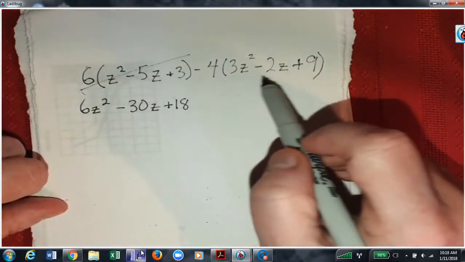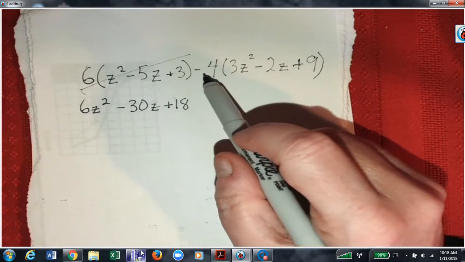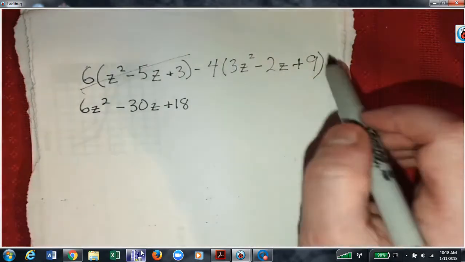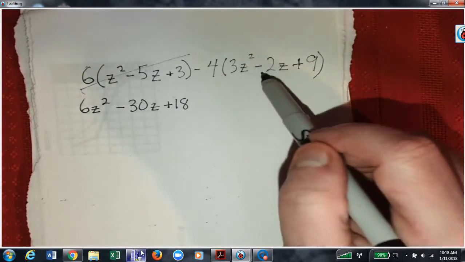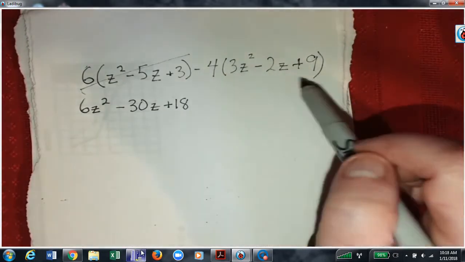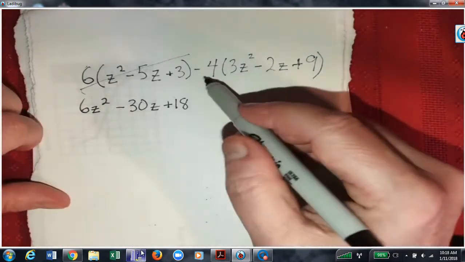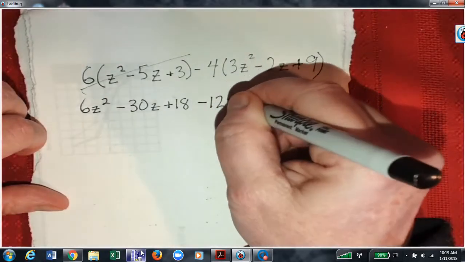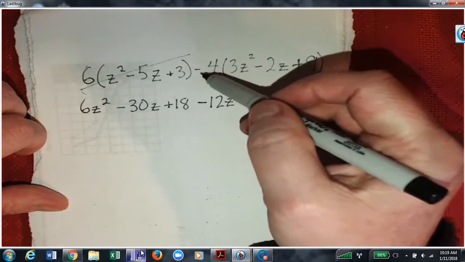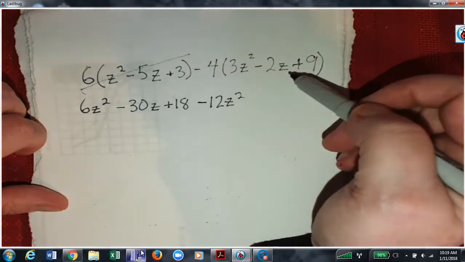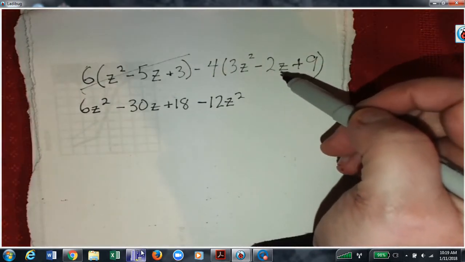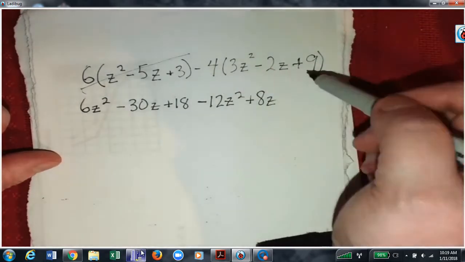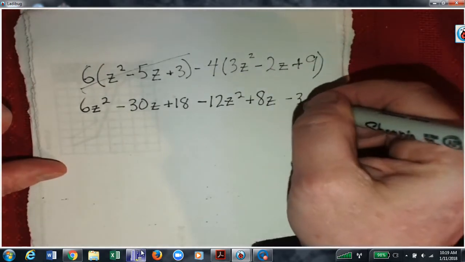I come to this second set of parentheses, and there's something out the front of there, a negative 4. That must be distributed right through. So I cannot just drop these parentheses and say negative 12z squared and not change the rest of them. Everything inside the parentheses must be multiplied by negative 4. So I'm going to have negative 4 times 3z squared. That will give me negative 12z squared. Then negative 4 times negative 2z. Negative 4 times negative 2 is positive 8, and the z is going to come along for the ride. And then negative 4 times positive 9, which will be minus 36.